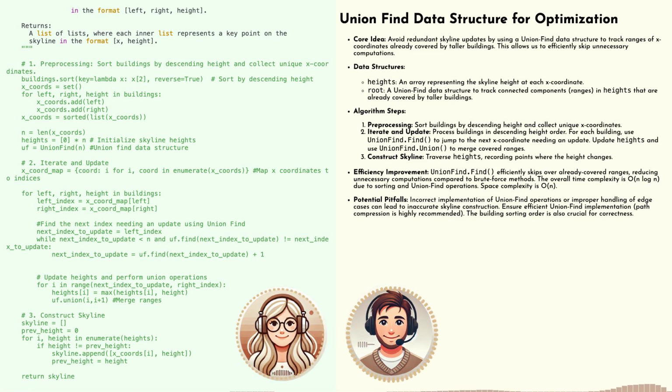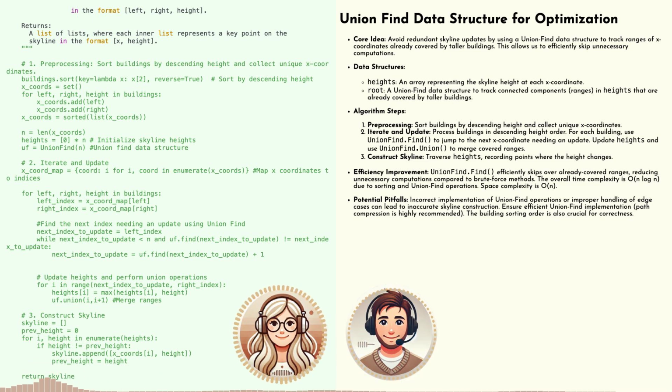Exactly. It's all about understanding the problem, considering the tools we have in our algorithmic toolbox, and choosing the best one for the job. Speaking of tools, I'm ready to add Union Find to my arsenal. What is this mysterious data structure, and how does it help us conquer these skylines?